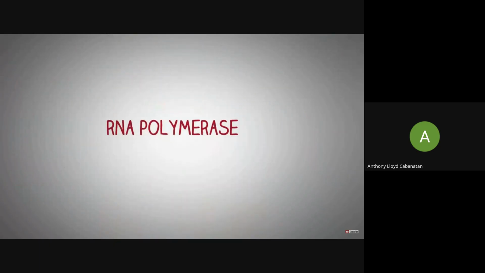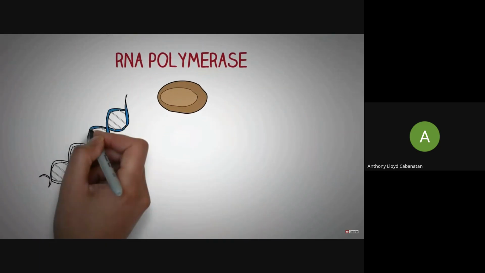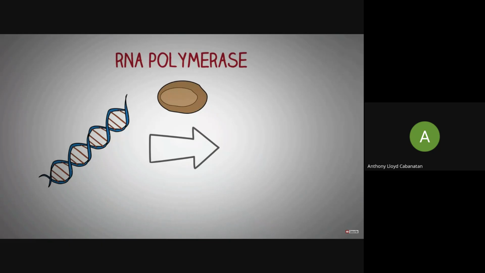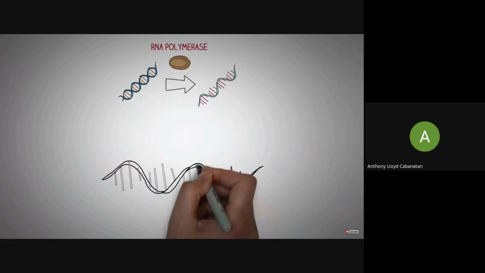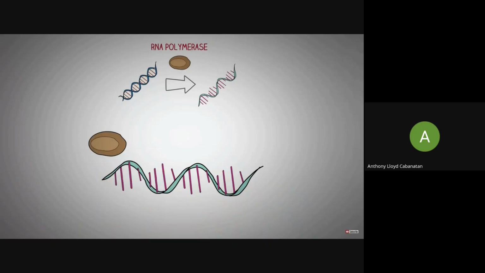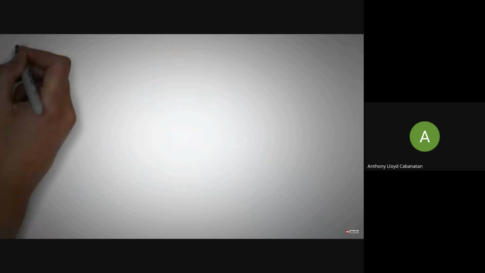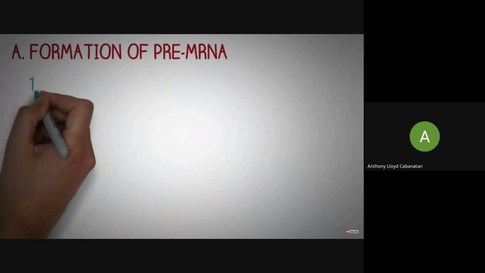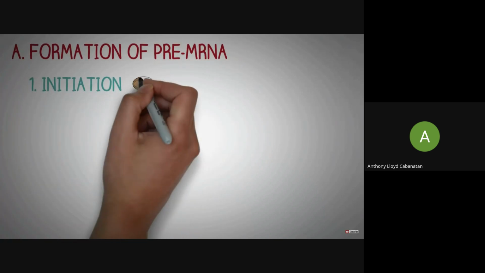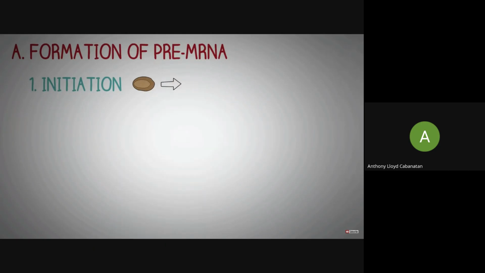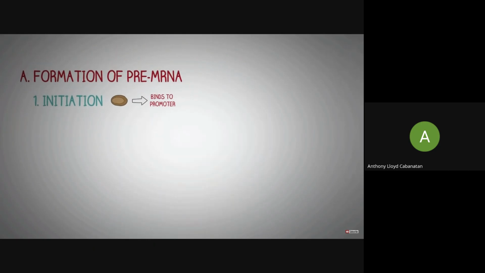Now the main enzyme that is involved in this process of transcription is the RNA polymerase. The RNA polymerase has the main job of copying the information of the DNA to a new RNA molecule. RNA polymerase builds the new strand from the 5' to the 3' direction, adding new nucleotides to the 3' end. So the first step in the formation of a pre-messenger RNA molecule is the initiation, in which the enzyme RNA polymerase binds to the promoter region of the DNA.